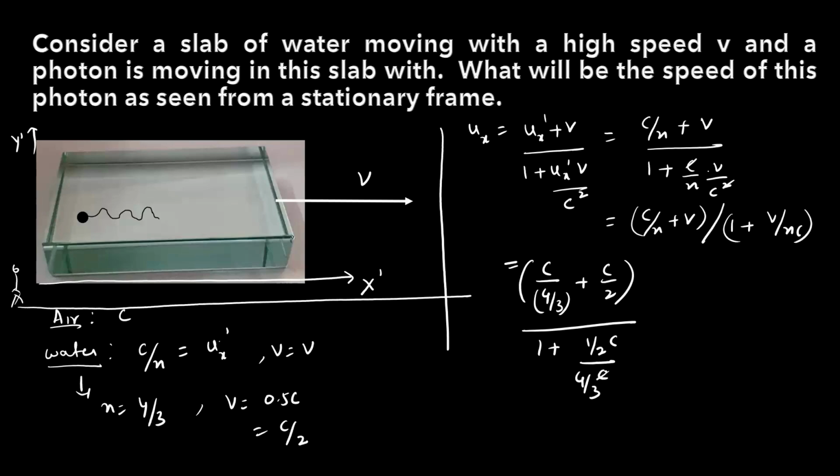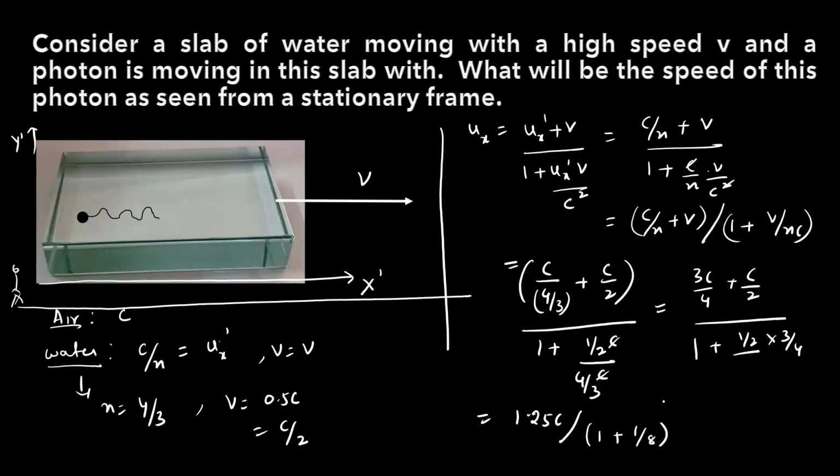This c is already there here. This c and this c goes away. So what do we get here? We can now write this as 3c by 4 plus c by 2 divided by, here what will I get? I get 1 plus, here it is half divided by 4 by 3. When it goes upwards, it becomes 3 by 4 here. So which I can now write this. What is this now? This is 0.75c plus 0.5c, which will be 1.25c. 1.25c divided by, what will this be? This will be 1 plus, this half into 3 by 4 is 3 by 8.